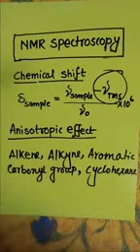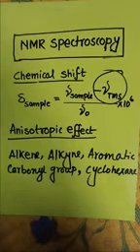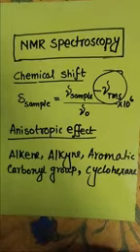So today we start our lesson from anisotropic effect. Though in the previous video I discussed this anisotropic effect, it is very important for NMR spectroscopy, so I repeat it again. We can explain the anisotropic effect in NMR spectroscopy by taking some examples such as alkene, alkyne, aromatic ring system, carbonyl group, or cyclohexane. So let us begin with the alkene molecule.